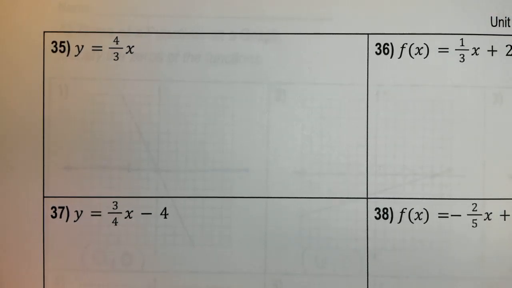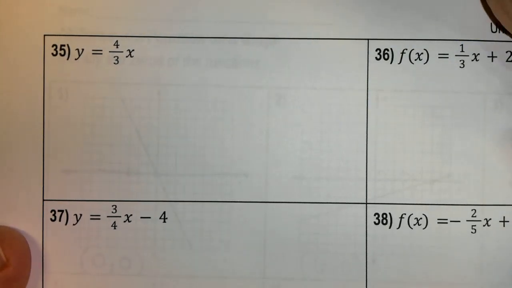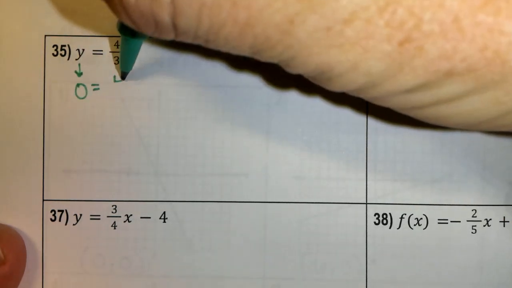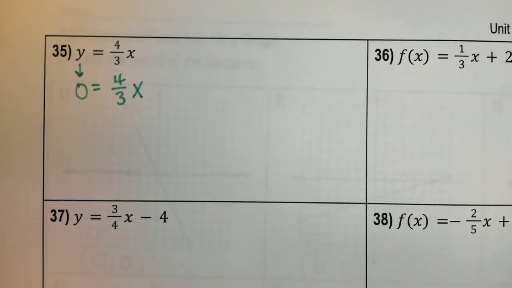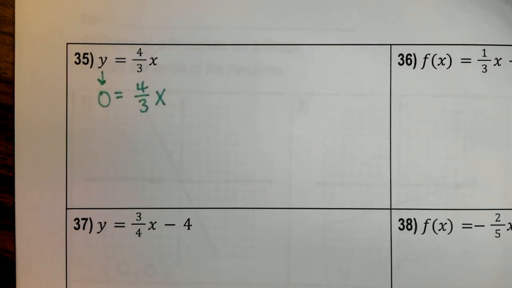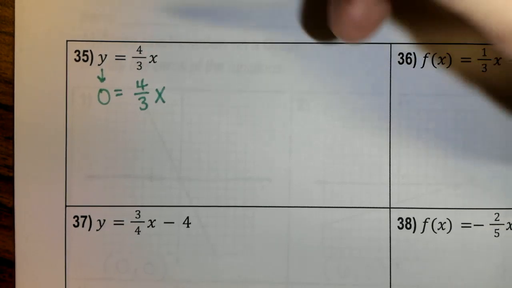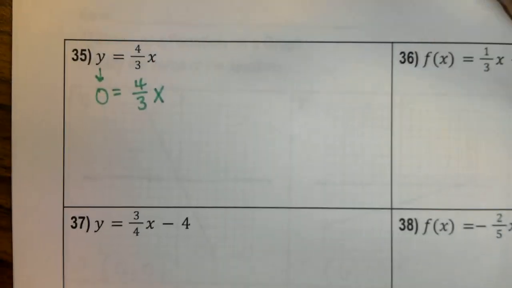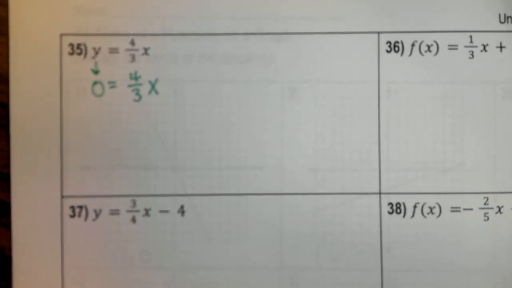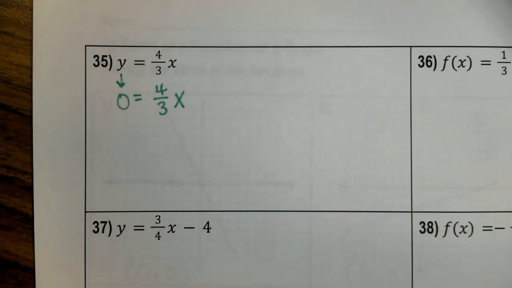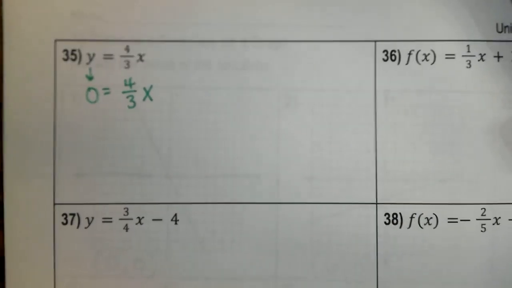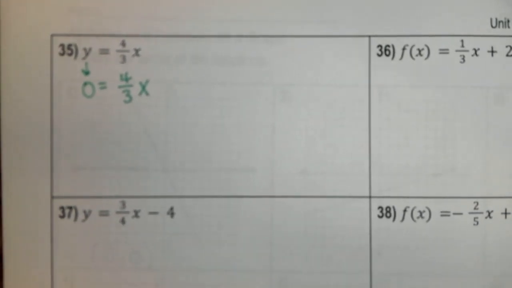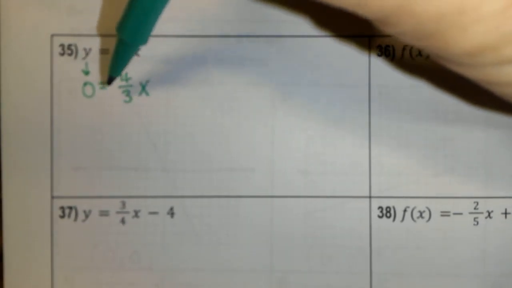All right, so I'm just going to start with number 35. So 35, again, we start off with, we change y to 0, and everything else stays, and then we solve for x. So in this one, I put this one on here on purpose. I don't have any number to move, so I simply just divide by my fraction, okay?